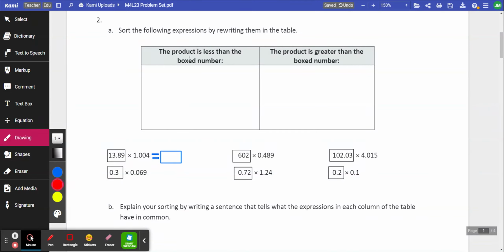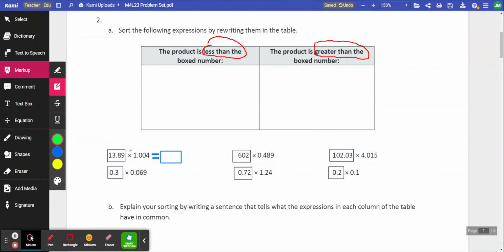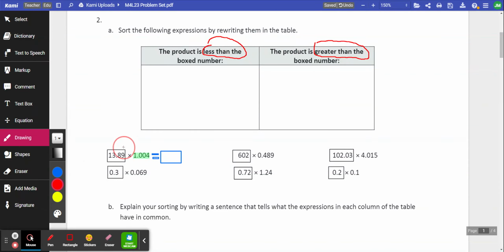We're going to place in this box the numbers where the product is less than the box number, and in this one, where it is greater. Remember that any number multiplied by a number greater than 1 will make the product greater. So if you analyze this one right here, this number is greater than 1. When you multiply that times 13.89, the product is going to be greater.